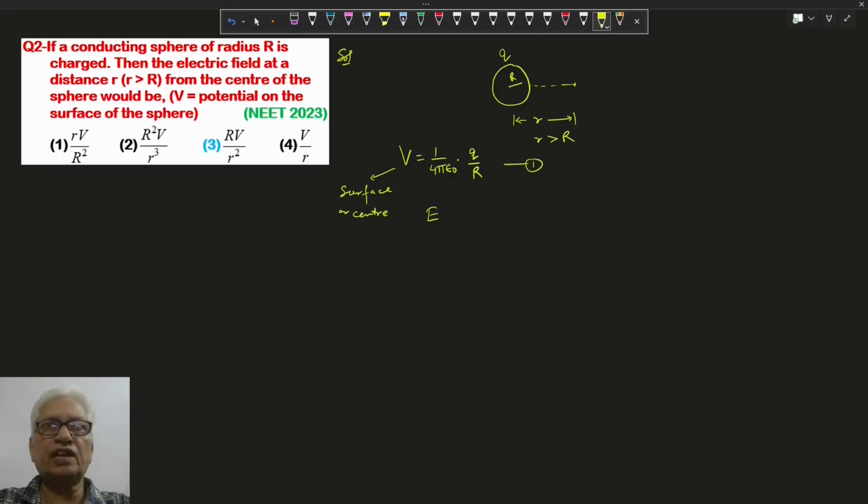Now electrical field outside at distance R, that is K, or 1 upon 4 pi epsilon naught, Q upon R square. Now from this, Q upon 4 pi epsilon naught numerical value will become V into R. Now we put the value of this in this equation, that is V R upon R square. This is the answer of electrical field. So option here is 3.